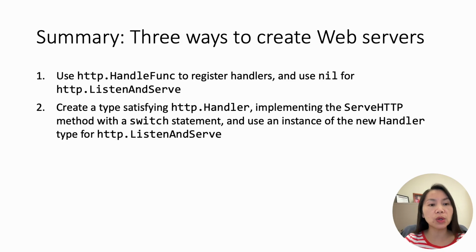The second way is to create a type satisfying the http.Handler interface by implementing the ServeHTTP method with a switch statement in order to handle different patterns for the incoming URL. And then use an instance of the new handler type for the http.ListenAndServe function. This method was used in example 2 in this lecture.